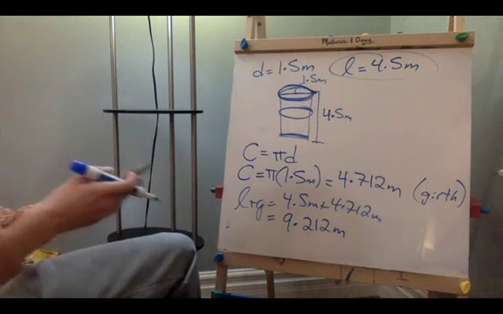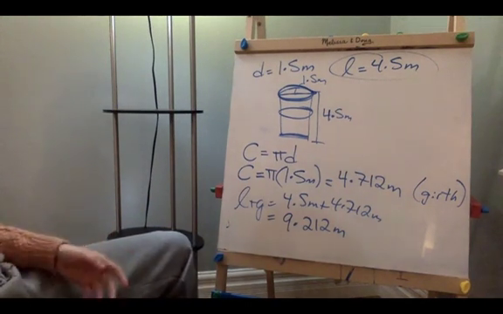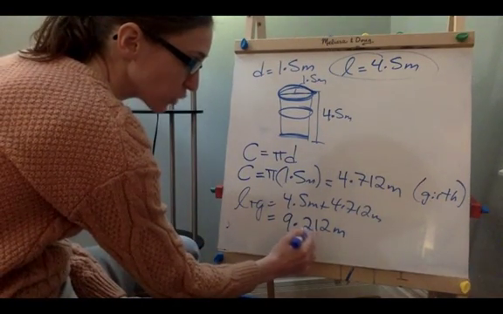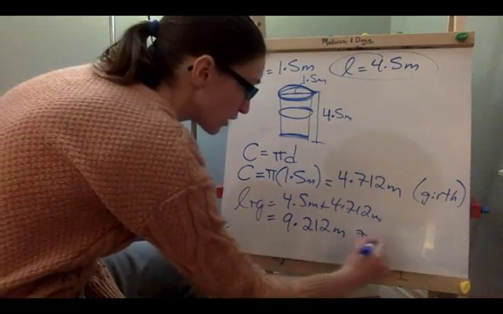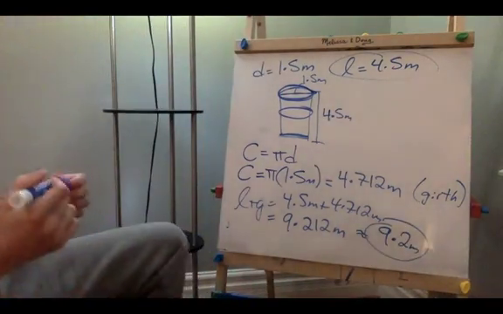But again, the question did ask us to round to the nearest tenth of a meter. So we're just going to look at that first decimal place. We look at the second one, it's a 1, so we'll just keep that as a 2. So that value is just going to stay at 9.2 meters.